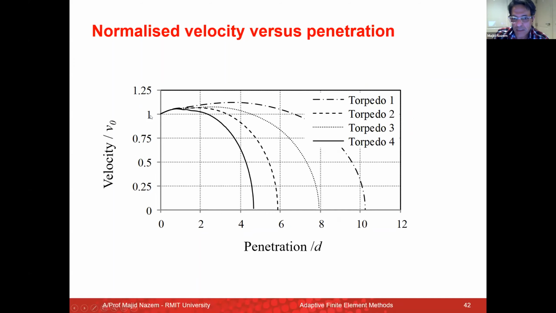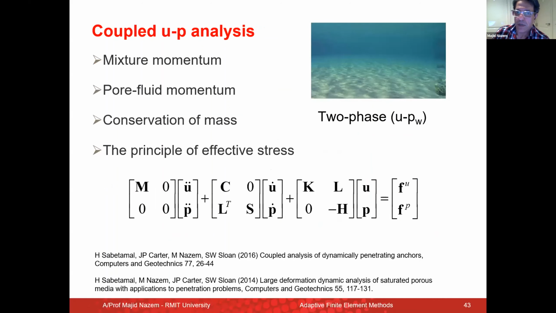We have normalized velocity versus the total penetration. Really large penetrations followed by large deformations, as you can see in this plot. So these are some typical results from undrained analysis. Now we can do a coupled UP analysis.